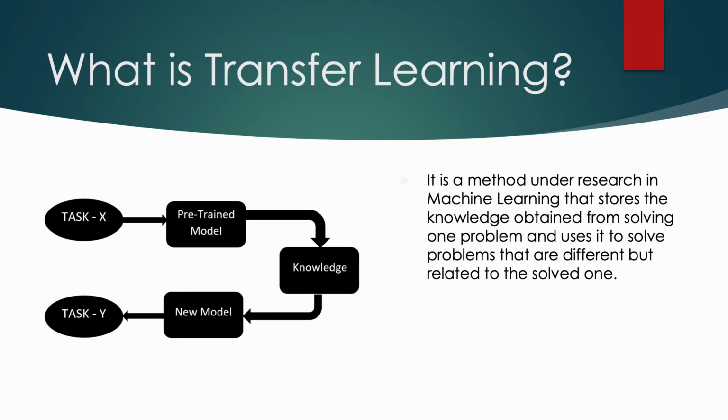Basically, the target learner learns from the model which is already trained initially by using the stored knowledge. So we can see in this figure that task X uses a pre-trained model and it stores the knowledge, and the new model is then used to solve task Y. So task X and task Y here are different but they are related.